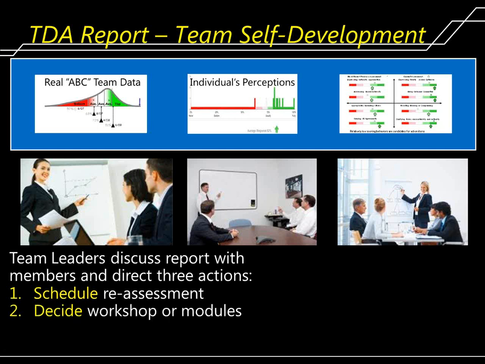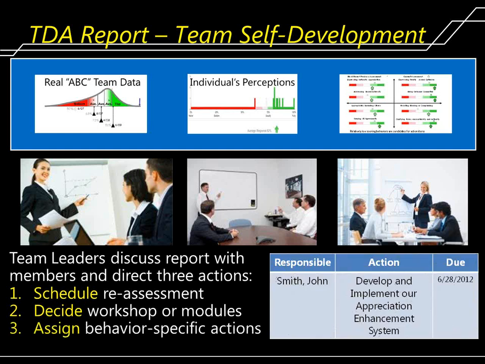Second, decide whether you want a 3-day workshop or workshop modules. Then finally, and perhaps most importantly, is to assign behavior-specific action items. And here's kind of a made-up one. John Smith's going to develop and implement an appreciation enhancement system. And of course, every action item has to have a person, the item, and a due date.